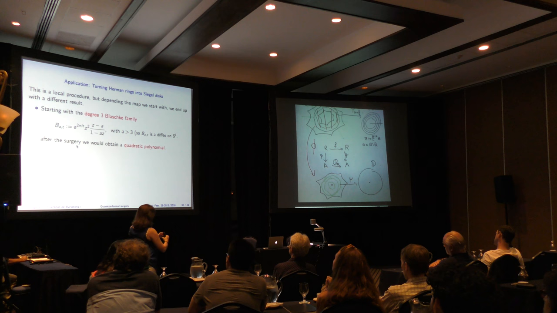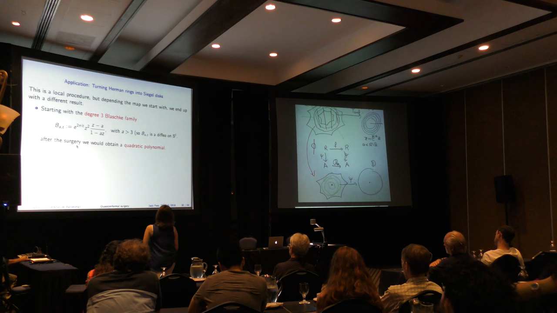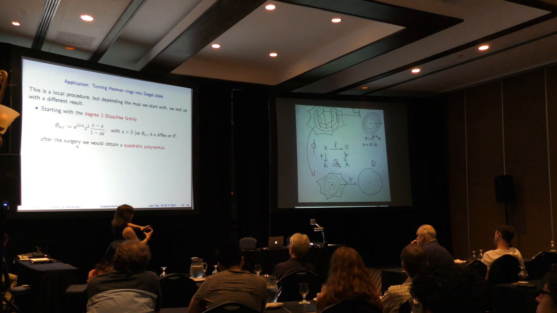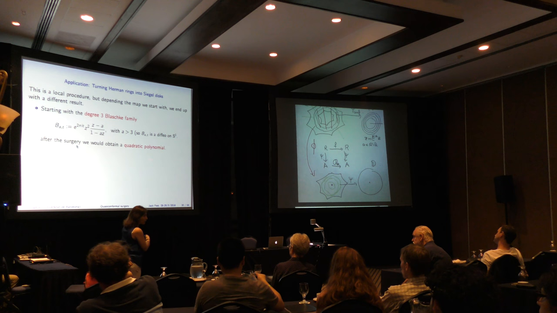with superattracting fixed points at zero and infinity, right? I think it has a pole, and the unit circle is invariant, and by adjusting the parameter you could make it so that there is a Herman ring around the unit circle. So if you do this procedure here, this is really the rational model that corresponds to the quadratic polynomials. So if you glue a single disk here, you will end up with a quadratic polynomial, okay, in certain situations.